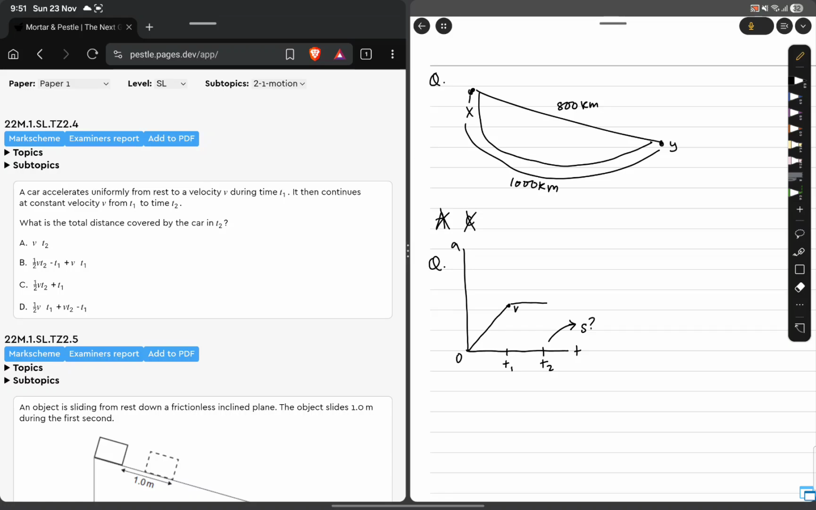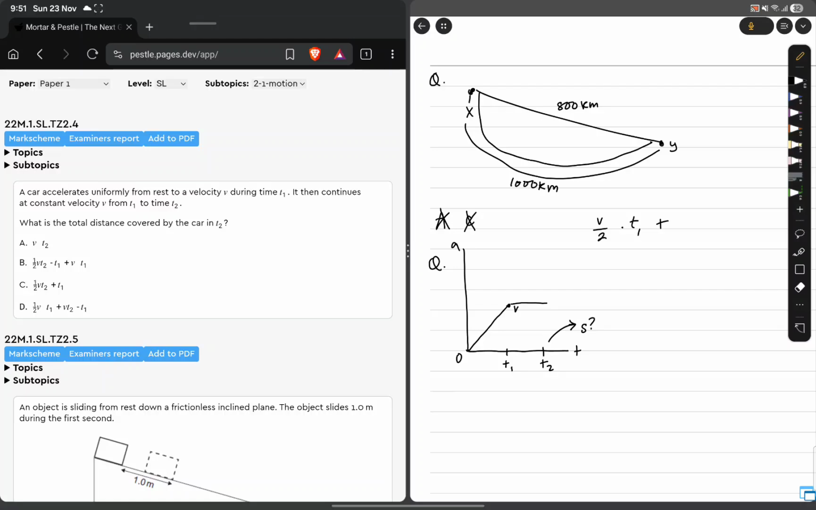What we're going to do here is find the distance traveled here, and then add them up together. How do we do that? Well, it's increasing at a linear rate. That means to find the average speed, we do initial plus final over 2, times t. But our initial is 0 because it starts from rest, so it's just v over 2 times t1.